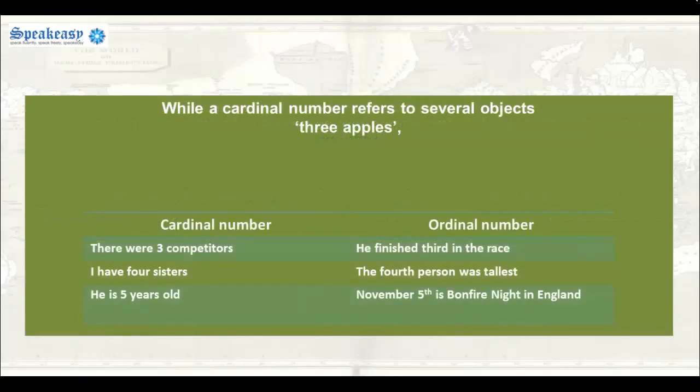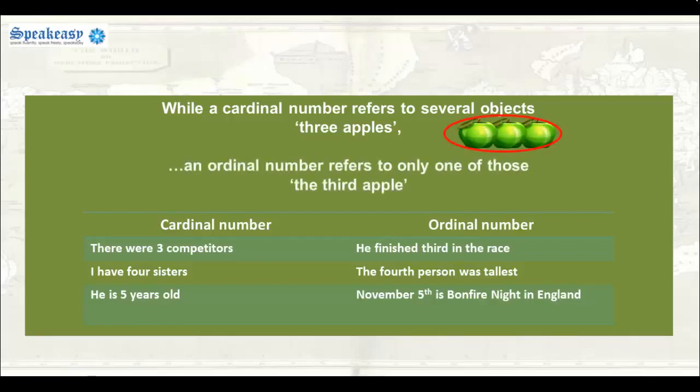While a cardinal number refers to several objects, for example, 3 apples, an ordinal number refers only to one of those, the 3rd apple.